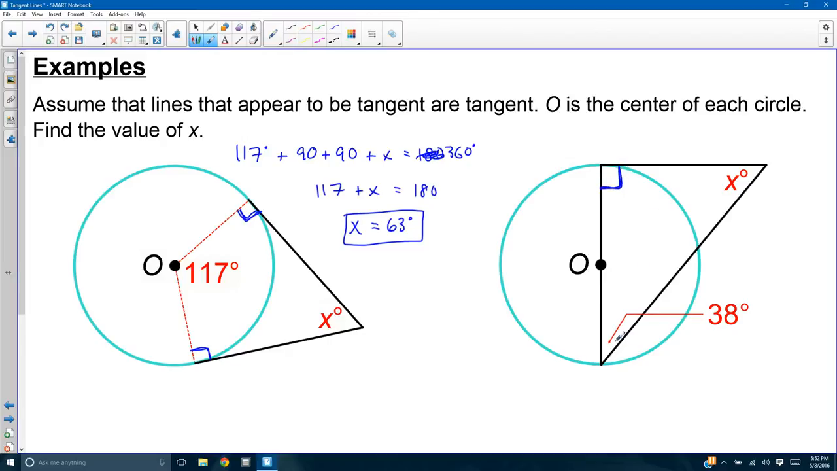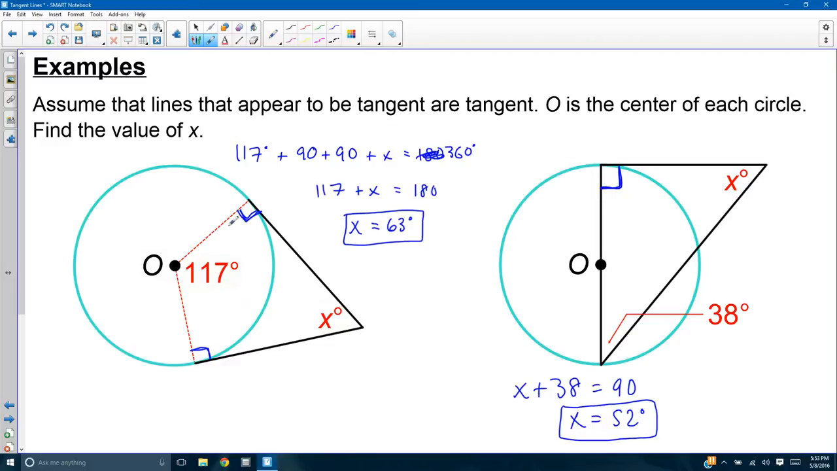A 38 degree, x degree, 90 degree right triangle. So how do you solve? You could say all three add up to 180, but as we've done with right triangles before, these two are complementary. X plus 38 should equal 90 degrees. Subtract 38 from both sides, x equals 52 degrees. So that's all you got to do with those problem types. Just kind of recognize the idea about the radius and point of tangency.